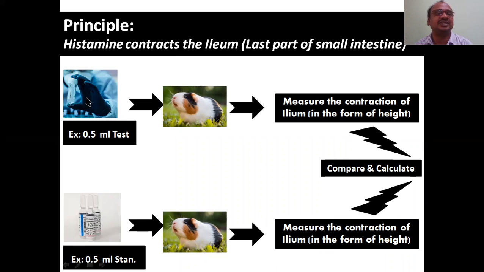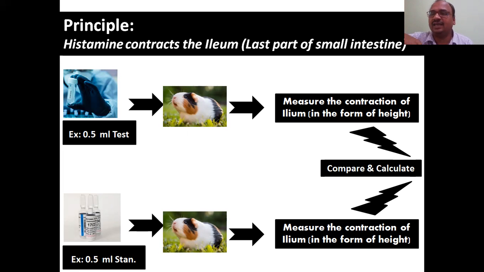Here, this is the test histamine preparation in your hand, and this is the international standard preparation. You take 0.5 ml of each, and give this to one group of animals, and the standard preparation to another group of animals. You have to measure the contraction of the ileum in the form of the height of the curve.